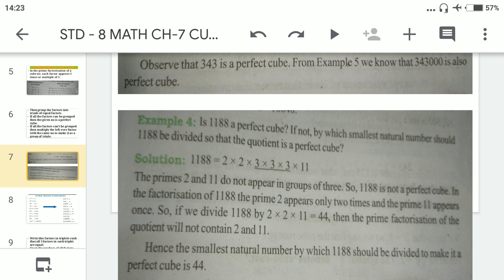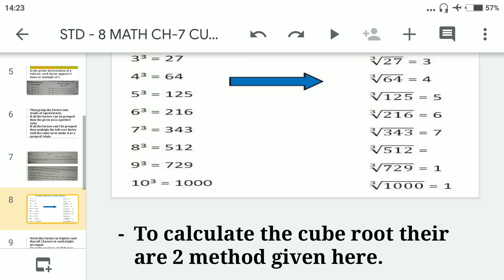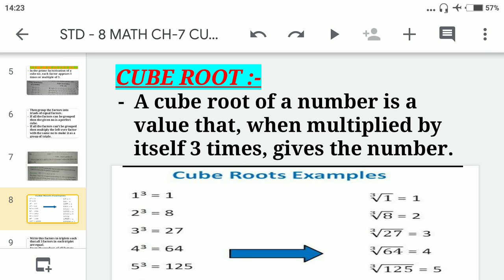You are getting 27 only, and you know that 27 is a perfect cube. Alright. Then now come to cube root. So cube root means what? If the same number is multiplied three times to give a cube number, then that number is the cube root of that number.